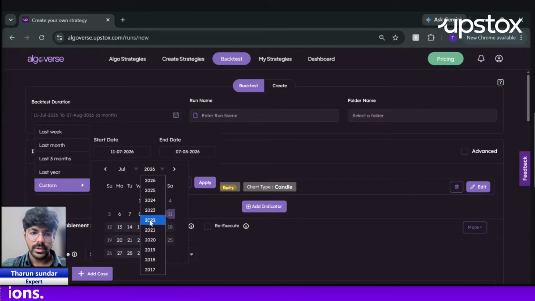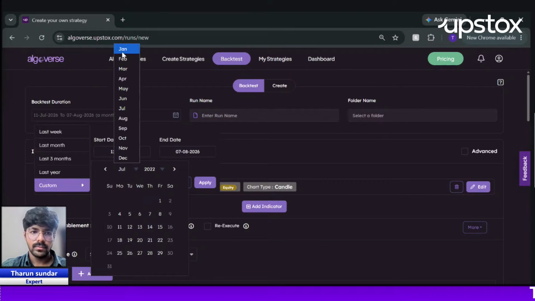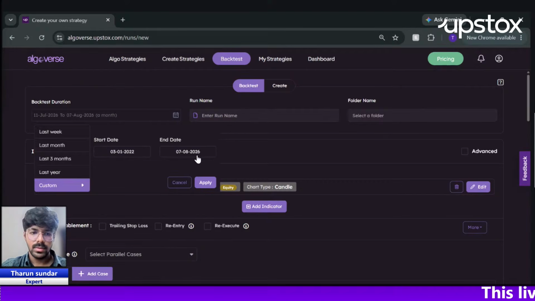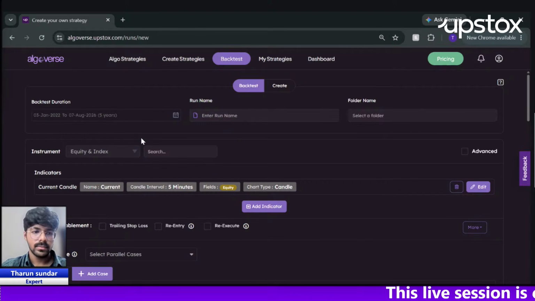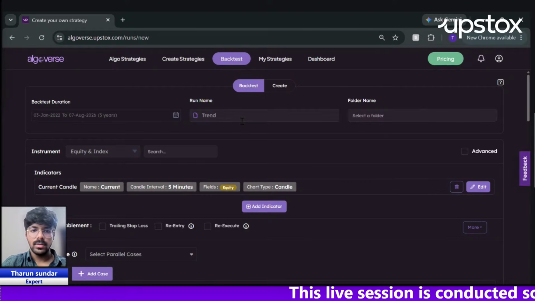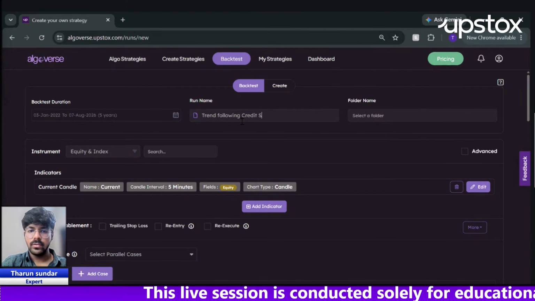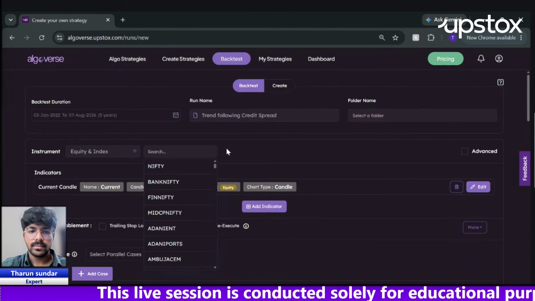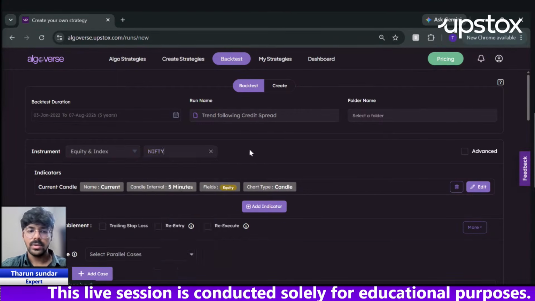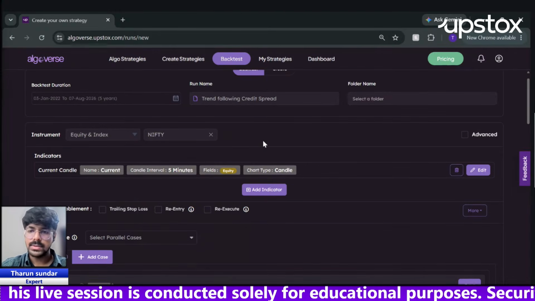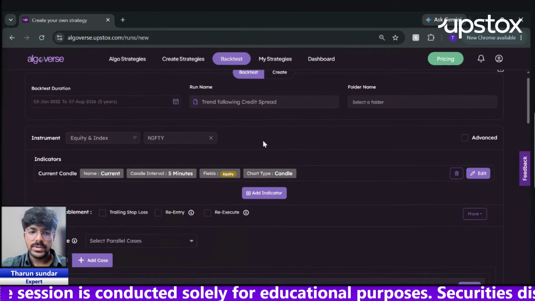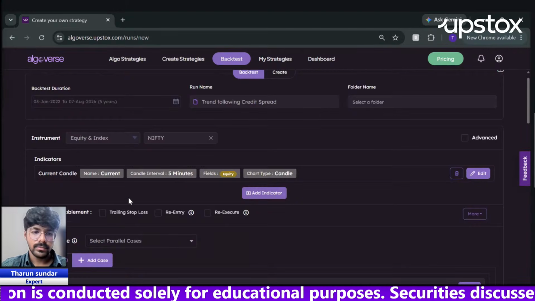Let's start with 2022. This is close to 4.5 years. That's fine. So this strategy is a trend following credit spread. So how to create a trend following strategy with indicators and algos? Very simple. We just need two indicators here.